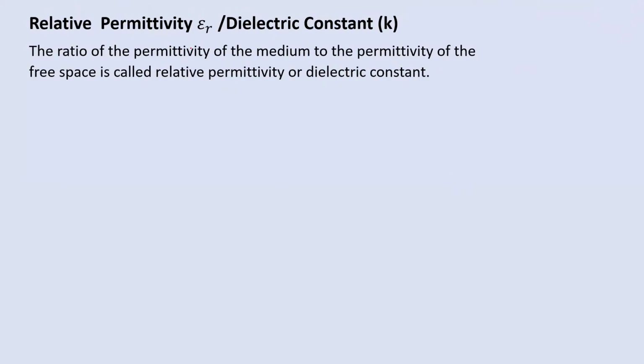So now let's see the relative permittivity, which is denoted by epsilon r, and the dielectric constant is denoted by k. So what is relative permittivity? It is the ratio of the permittivity of the medium to the permittivity of the free space. Epsilon r, or the dielectric constant, both have the same formula. It is the ratio of permittivity of the medium to that of free space. You need to remember epsilon r is relative permittivity because it is the relation of the medium to that of free space.